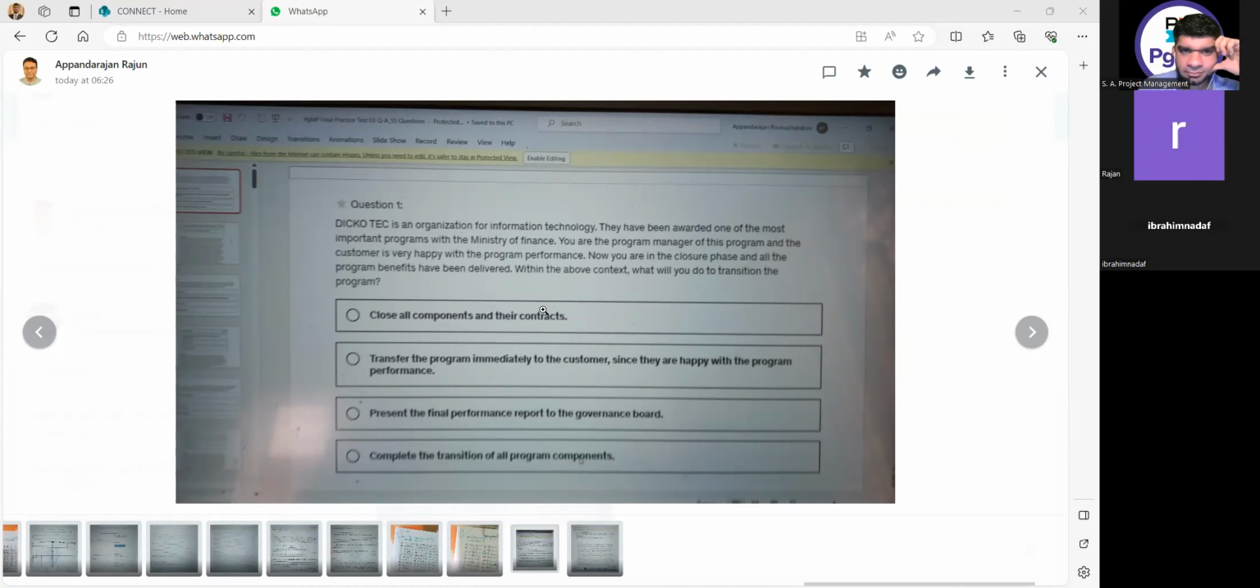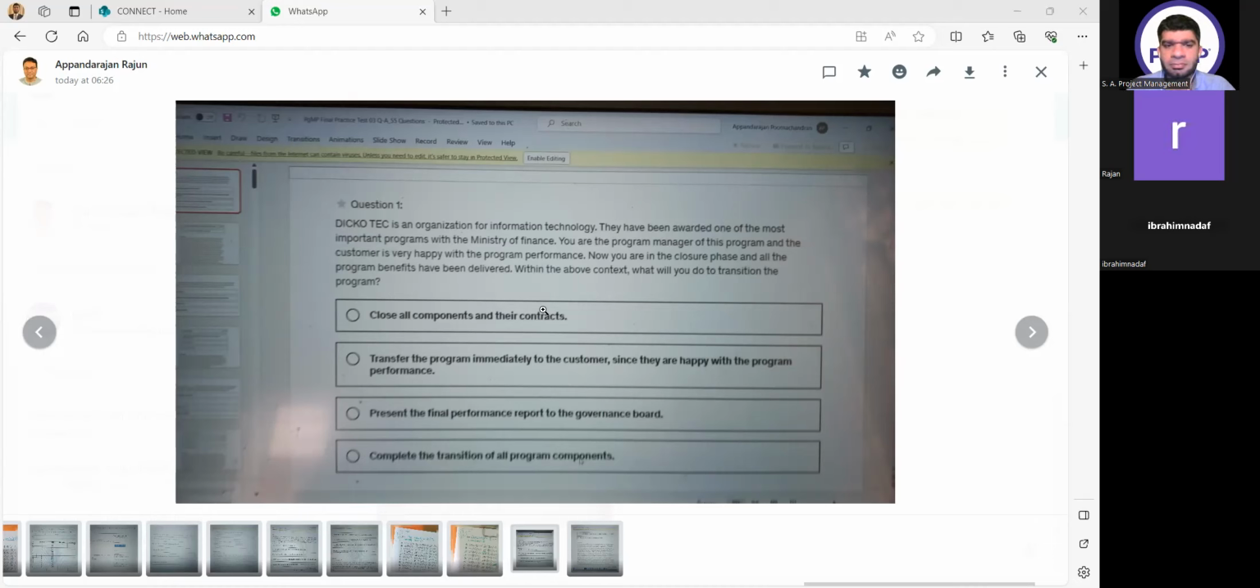Tech is an organization for information technology. They have awarded one of the most important programs with the Ministry of Finance. You are the program manager of the program, and the customer is happy with the program performance. Now you are in the closure phase, and all the program benefits have been delivered. Within this above context, what will you do to transition the program? So my understanding here, when they say what will you do to transition the program, is what is the exit criteria, or what are you going to do in this program transition, not in the component transition.